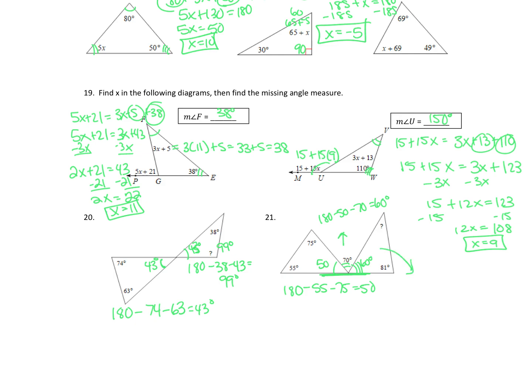And lastly, I'm back to three angles in my triangle. So 180 minus 60 minus 81 is going to give me finally 39 degrees for my last question mark and the answer to this problem.